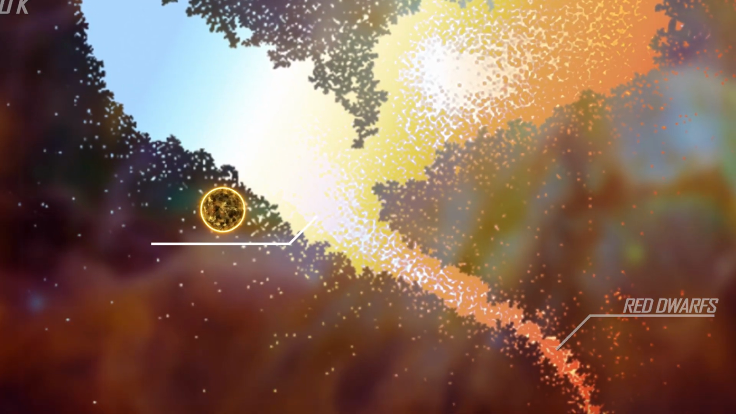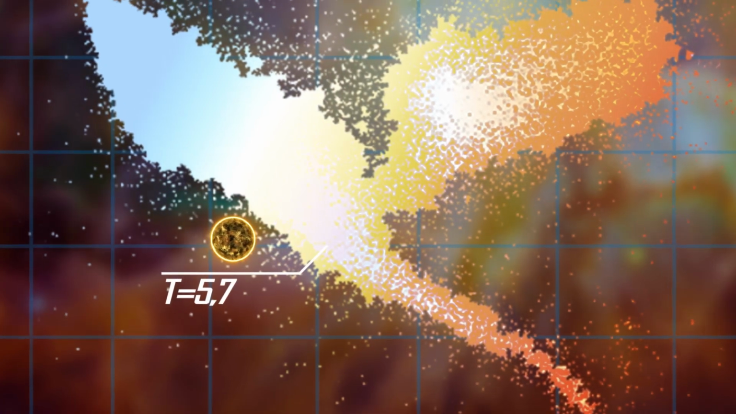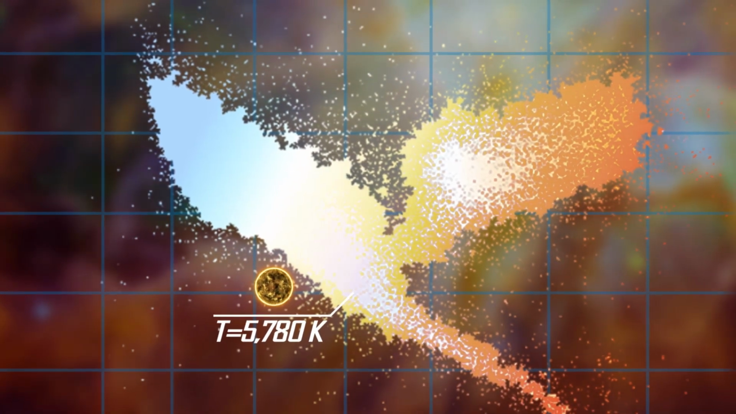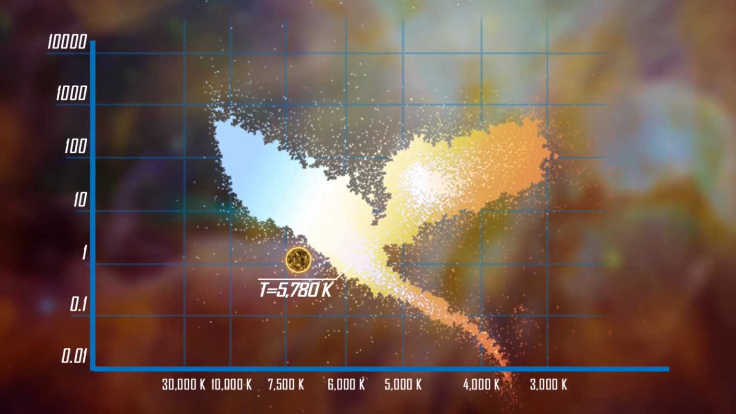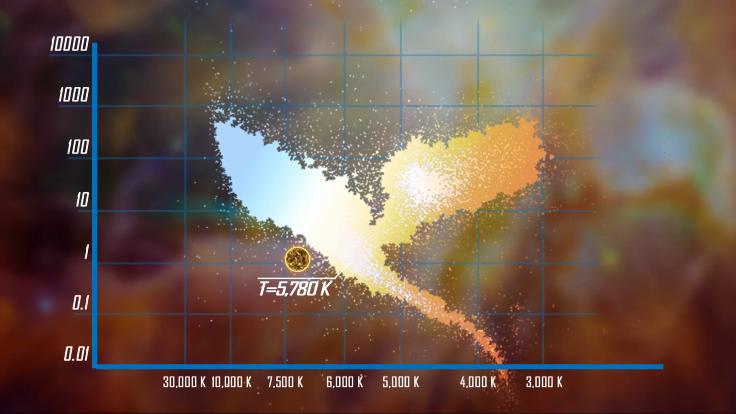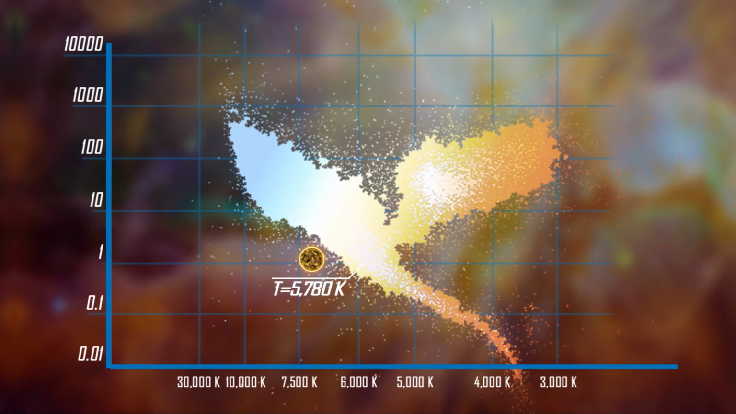Our Sun is somewhere in the middle of the sequence, at 5,780 Kelvin. Throughout the development of the stars, they can move across the diagram. The Sun will slowly begin to run out of fuel. Throughout its life, the Sun has fused lighter elements into heavier ones.